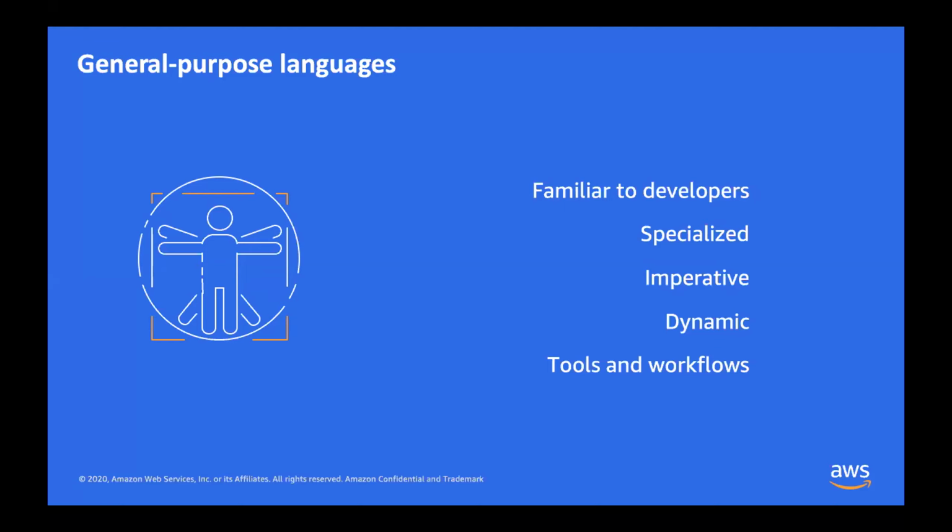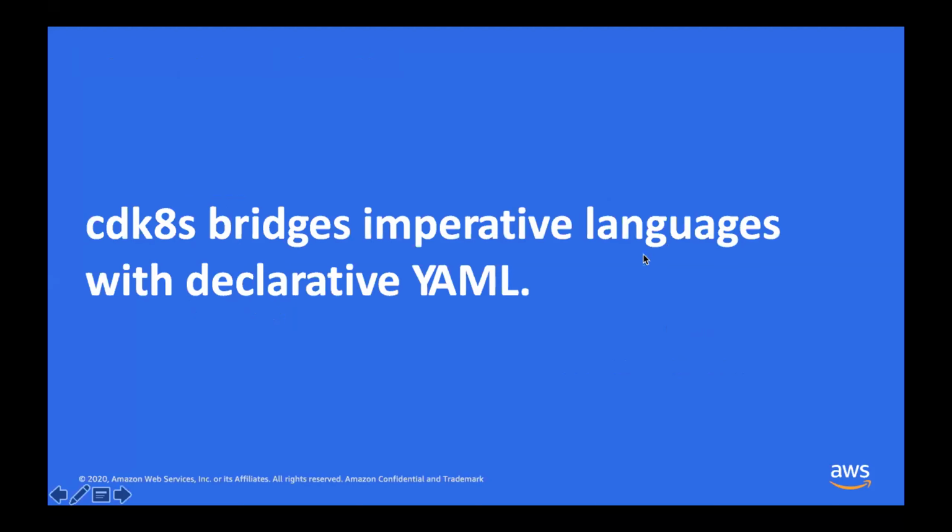So there's a lot of great tooling and things that you can do in general purpose languages that you can't necessarily do in declarative YAML. And that's really where we came to the idea of the CDK for Kubernetes. The CDK for Kubernetes bridges imperative languages with declarative YAML. There are ways to use imperative languages on Kubernetes today. For example, you can write custom controllers in Go that directly call the Kubernetes API, but this is actually harder for most people to implement because you have to own the state machine, and it's hard to define state in a complex system like Kubernetes.